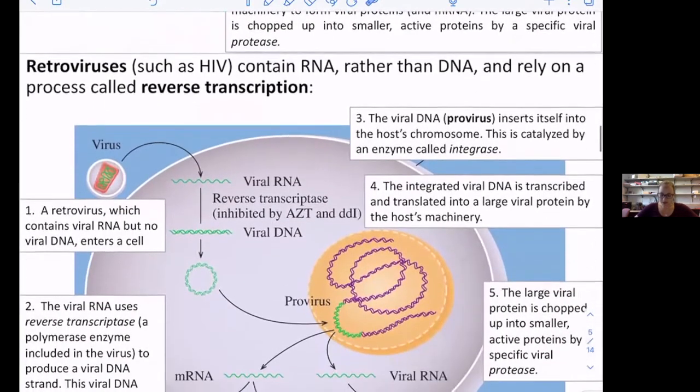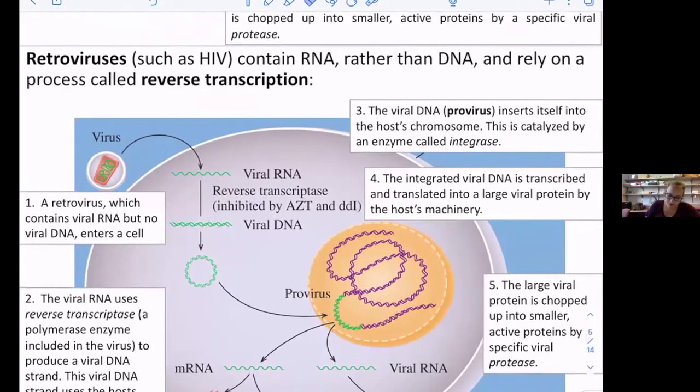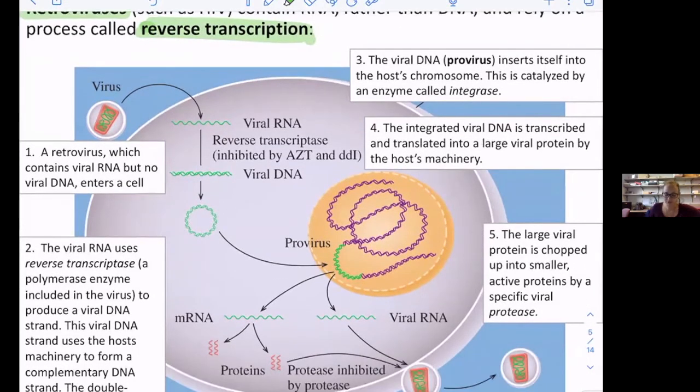So RNA type viruses are called retroviruses. HIV is an example of this. Retroviruses contain RNA instead of DNA, and they require a process called reverse transcription in order to replicate. So let's look at this life cycle. We have a retrovirus, which contains viral RNA, but no viral DNA enters the cell. Same thing, the virus comes into the cell. Now you have your viral RNA, which is also inside the RNA virus that goes into the host cell.